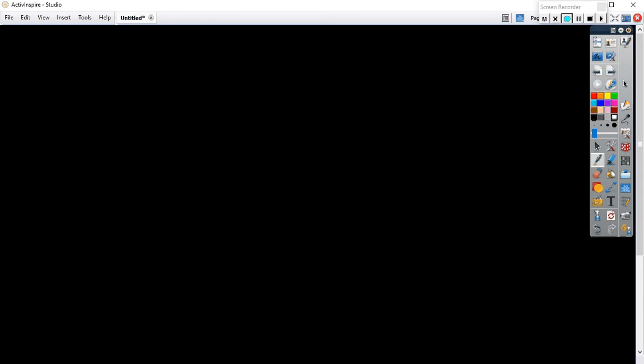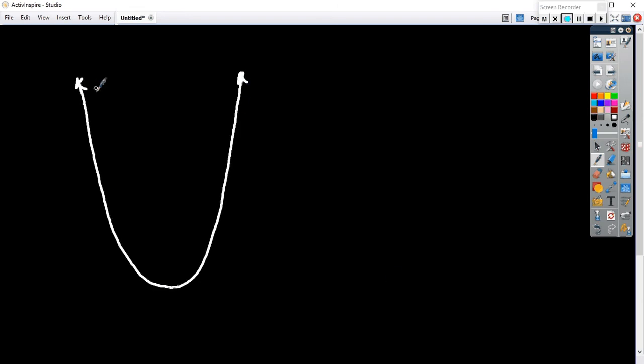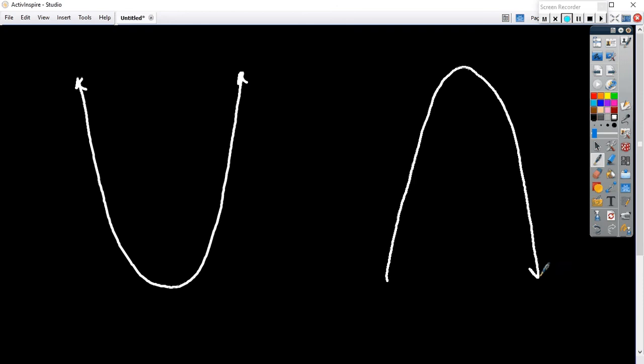Anybody? This or this? Do you know what that's called? It's the graph of a quadratic. Do you know what it's called, though? Another name for it? What's the first letter? A P? Parabolas. You're absolutely right. These are parabolas.